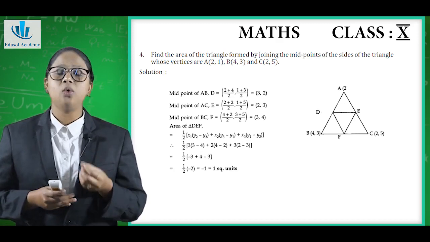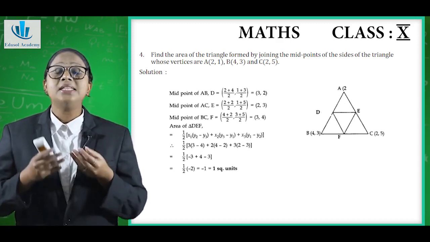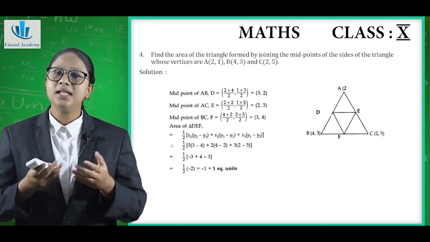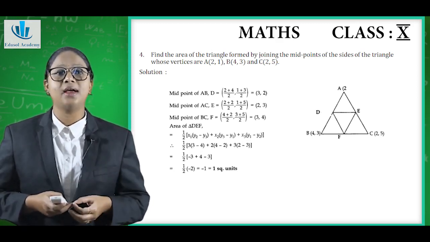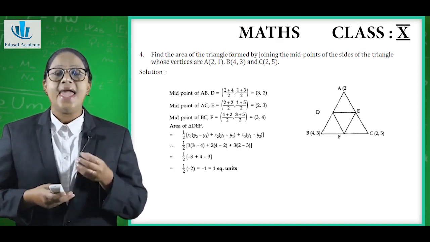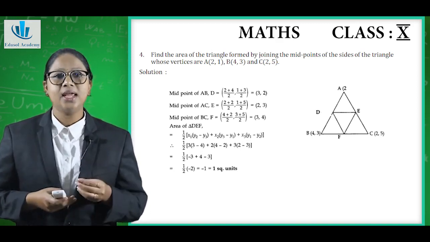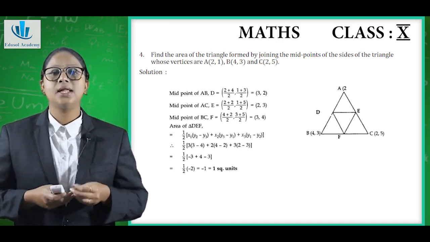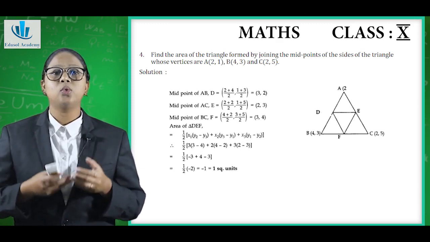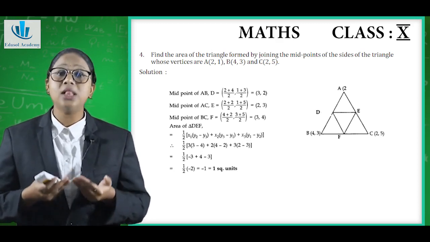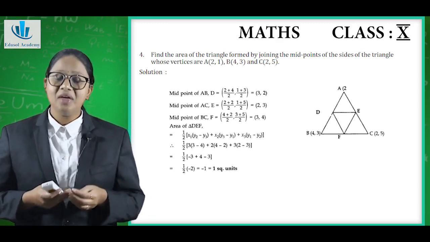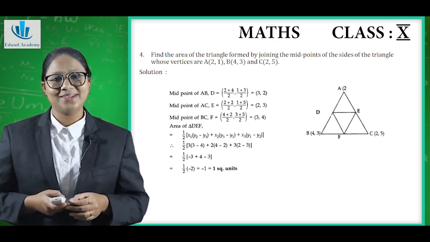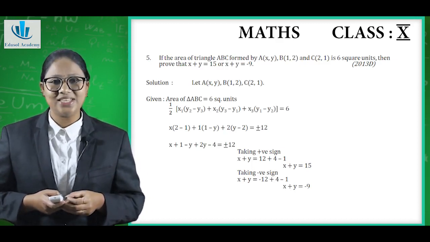Now that we have the coordinates of the vertices of the smaller triangle DEF, we can find the area using the equation for the area of a triangle, that is half into x1(y2 - y3) + x2(y3 - y1) + x3(y1 - y2). Substituting all the coordinates in that equation, we will get the area of the small triangle as 1 square unit. Moving on to the next question.